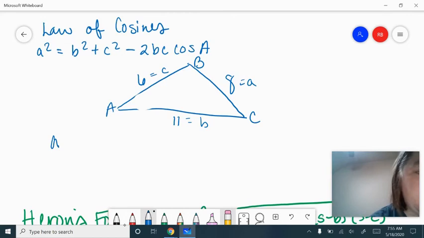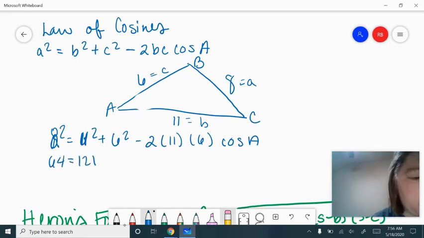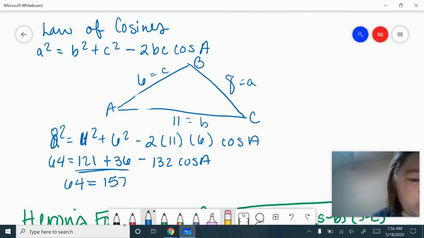We have 8 squared equals 11 squared plus 6 squared minus 2 times 11 times 6 cosine of A. And we're finding the angle A. So 64 equals 121 plus 36 minus 132 cosine of A. So I'm going to combine these. 64 equals 157 minus 132 cosine of A.